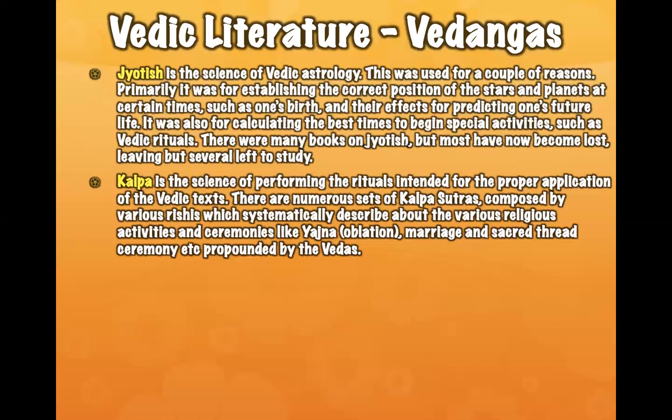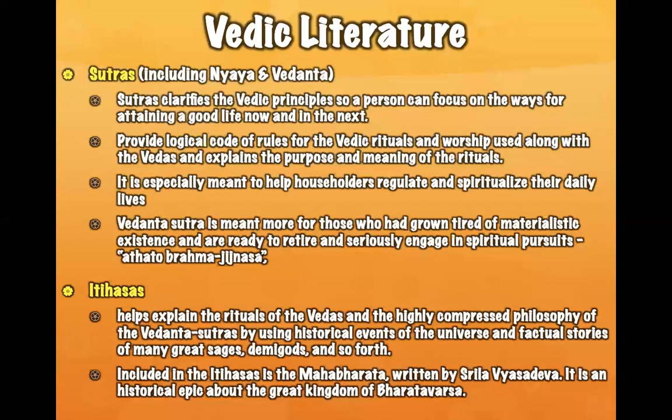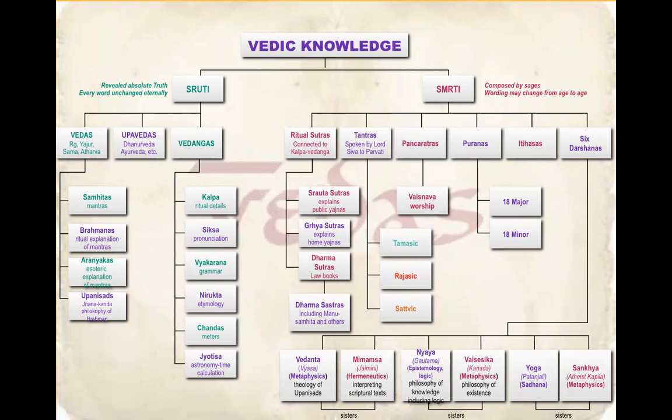Kalpa, the sixth of the Vedangas, is the science of performing the rituals intended for the proper application of the Vedic texts. There are numerous sets of Kalpa sutras composed by various rishis which systematically describe the various religious activities and ceremonies like yajna, oblations, marriage and sacred thread ceremonies, etc., propounded by the Vedas. So these are 6 limbs which assist the reading of the Vedas in a proper way, describing pronunciations, and making sure the meter is correct, etc. But very hard.